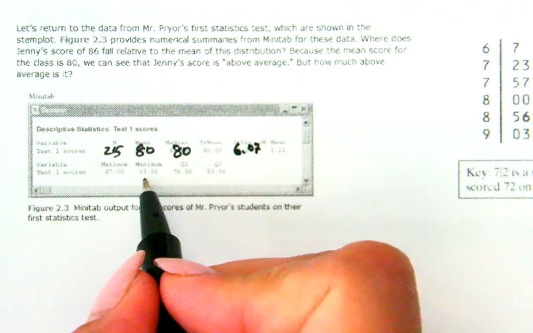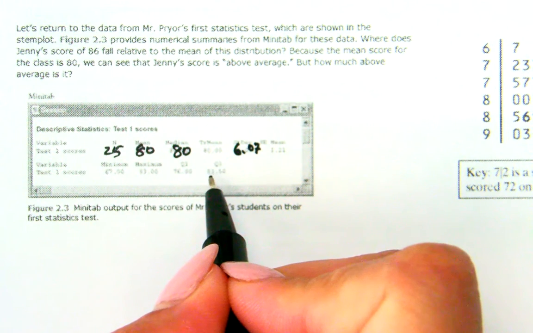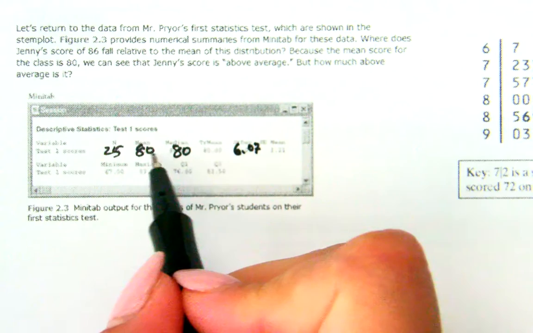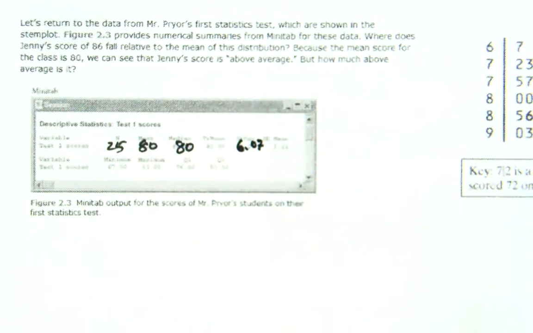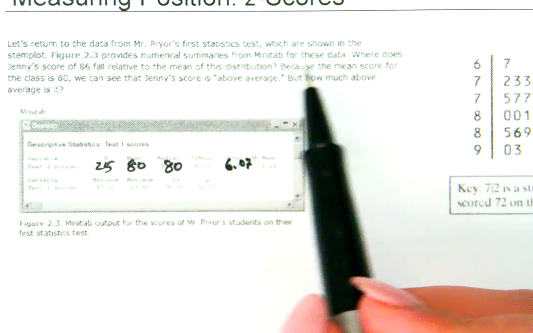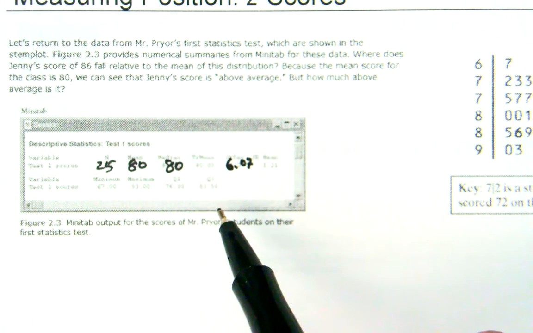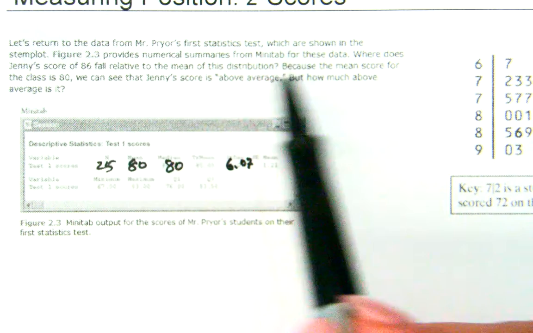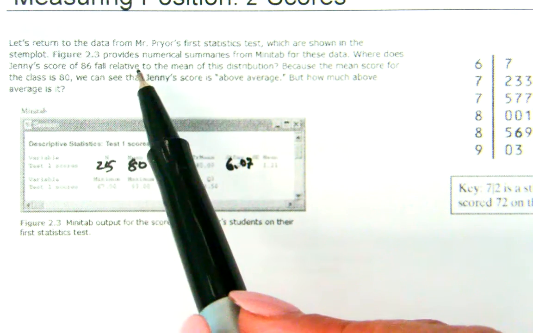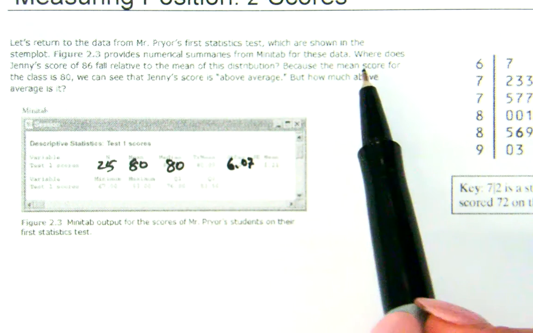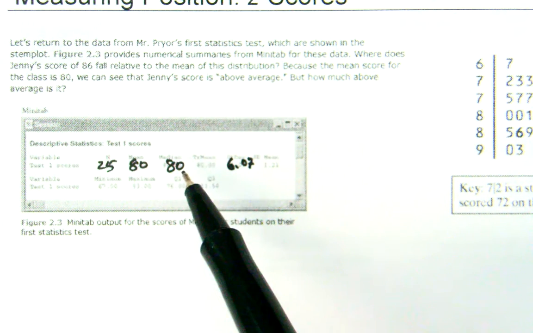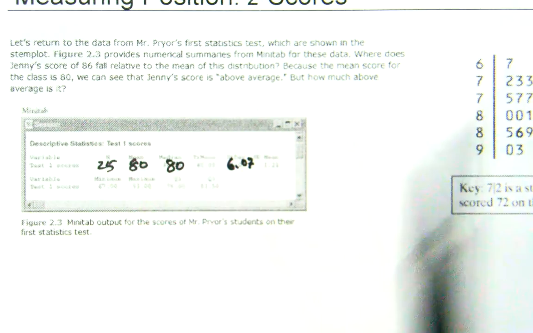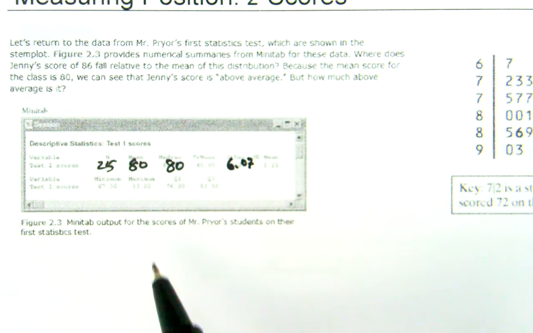The minimum, the maximum, Q1 and Q3 are not really going to concern us right now. The important thing is, we're going to need the mean and the standard deviation. So, here are the numerical values. The question is, where does Jenny's score of 86 fall relative to the mean of the distribution? Because the mean score of the class is 80, we can see that Jenny's score is above average, but how much above the average is it? So we have a mean of 80, and her score is 86.